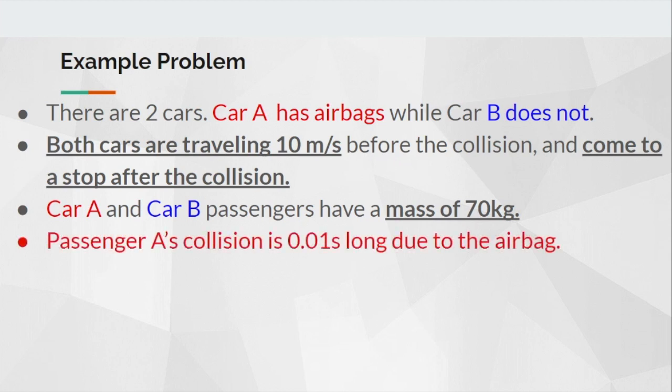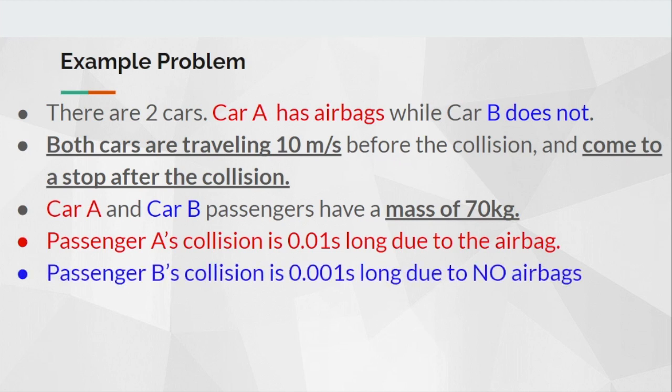Passenger A's collision is 0.01 seconds long due to the airbag, so the airbag has extended that time, it has made it longer. And passenger B's collision is 0.001 seconds because there are no airbags, meaning that passenger just hit the windshield immediately. The airbag was not there to slow them down. Find the impulse of each of these situations.